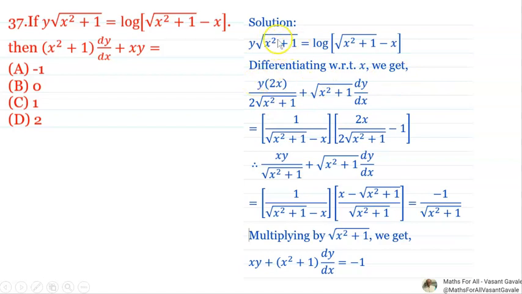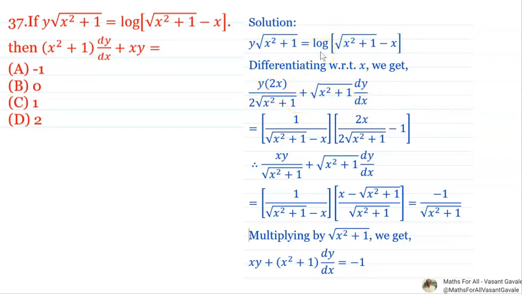Then the derivative of root of 1 plus x square is 1 upon 2 times root of x square plus 1. म्हणजे काय? Root of x square plus 1 चा derivative 1 upon 2 times root of x square plus 1 into derivative of x square plus 1. x square चा derivative किती आला? तर 2x आला. And overall here you will get y into 2x upon 2 root of x square plus 1 plus keep this root of x square plus 1 as it is. Derivative of y is dy by dx. हा left hand side चा आपण derivative find out केला तो product rule ने.